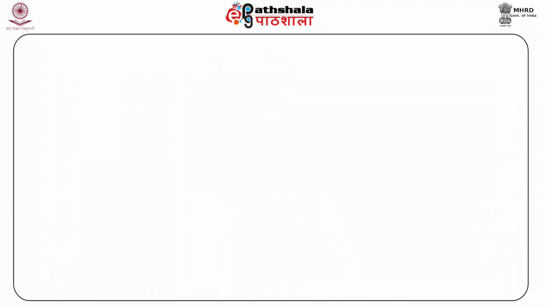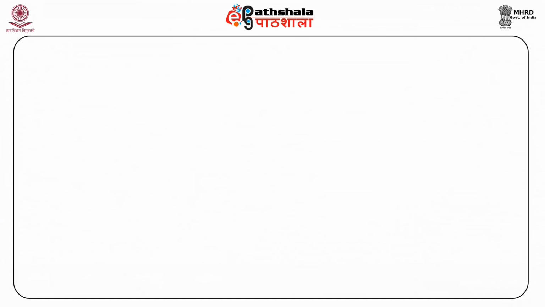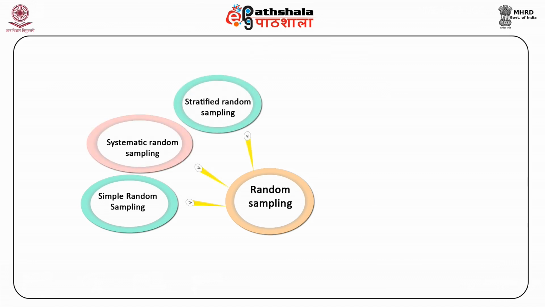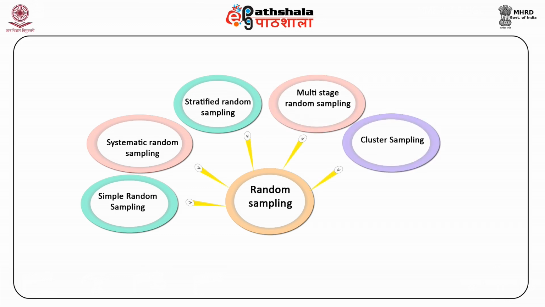There are various ways to obtain samples that represent the population. Some of the methods of random sampling are the following: simple random sampling, systematic random sampling, stratified random sampling, multi-stage random sampling, cluster sampling, and probability proportional to size, that is PPS sampling.